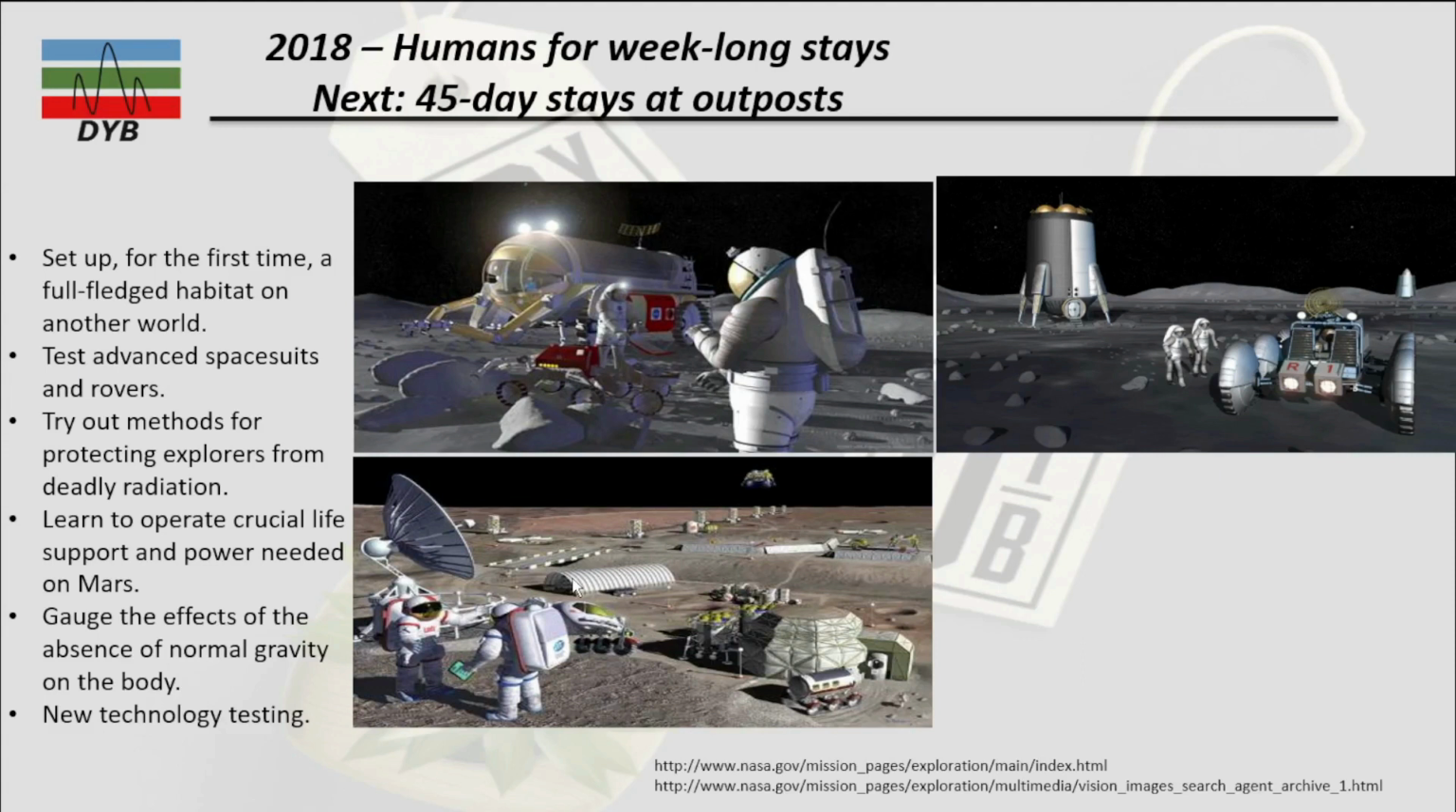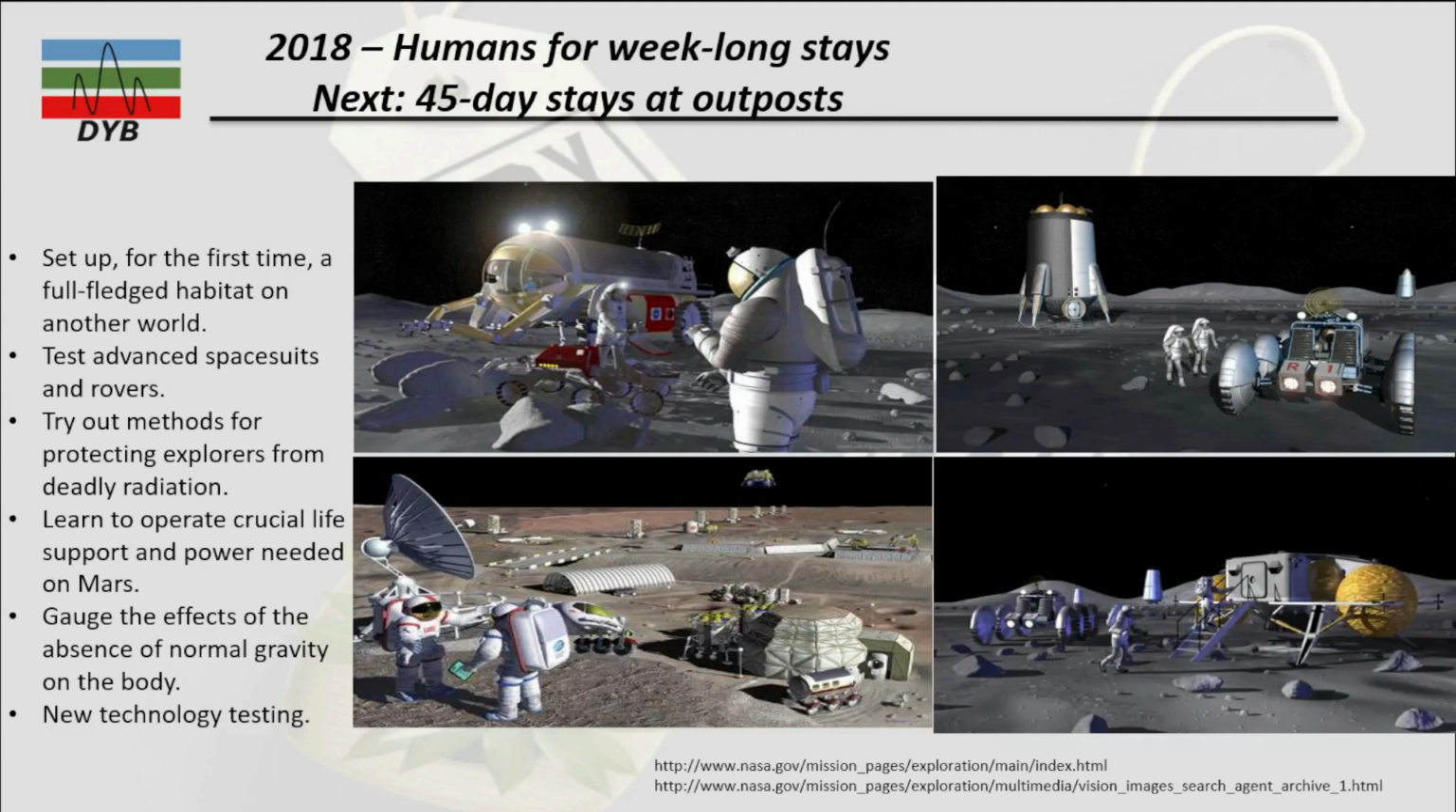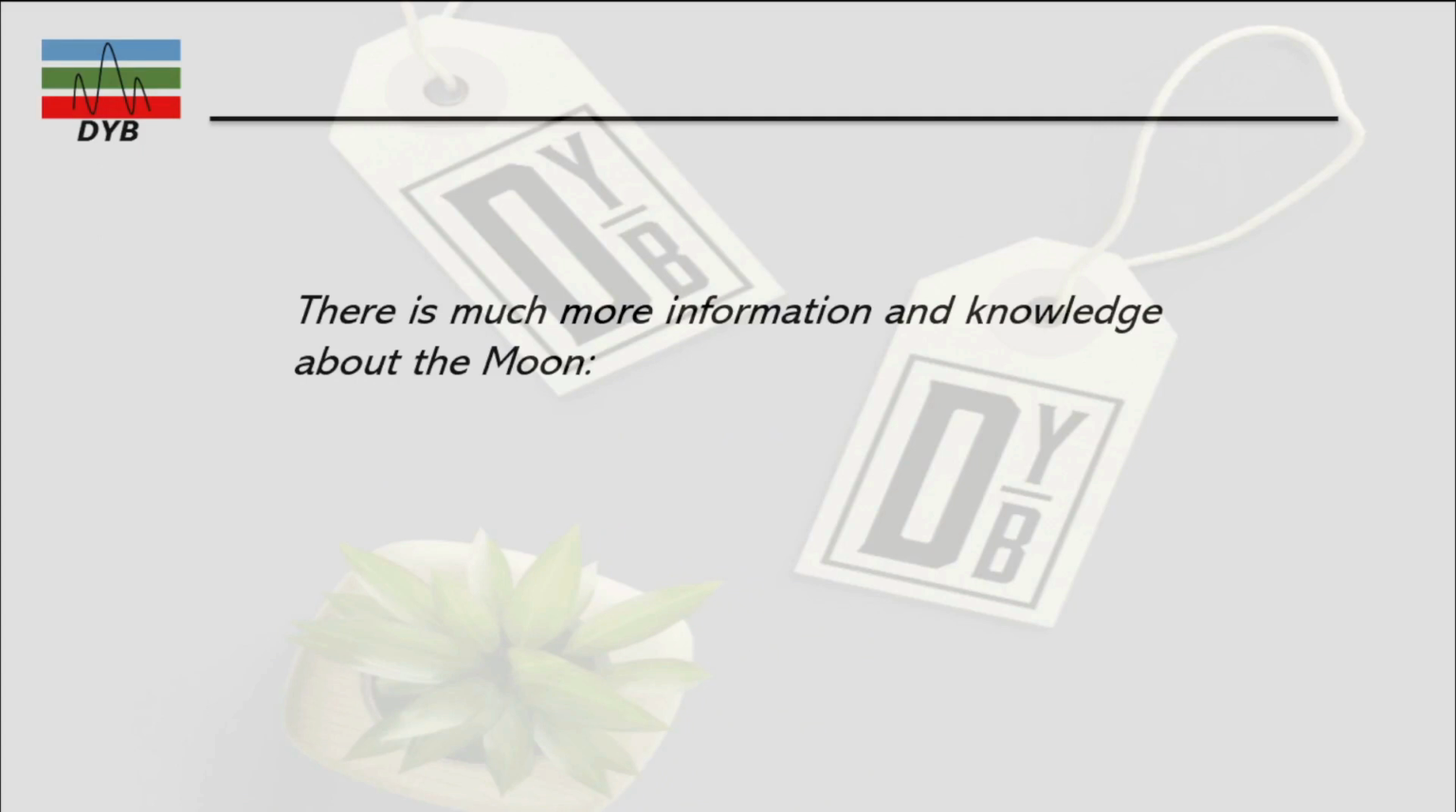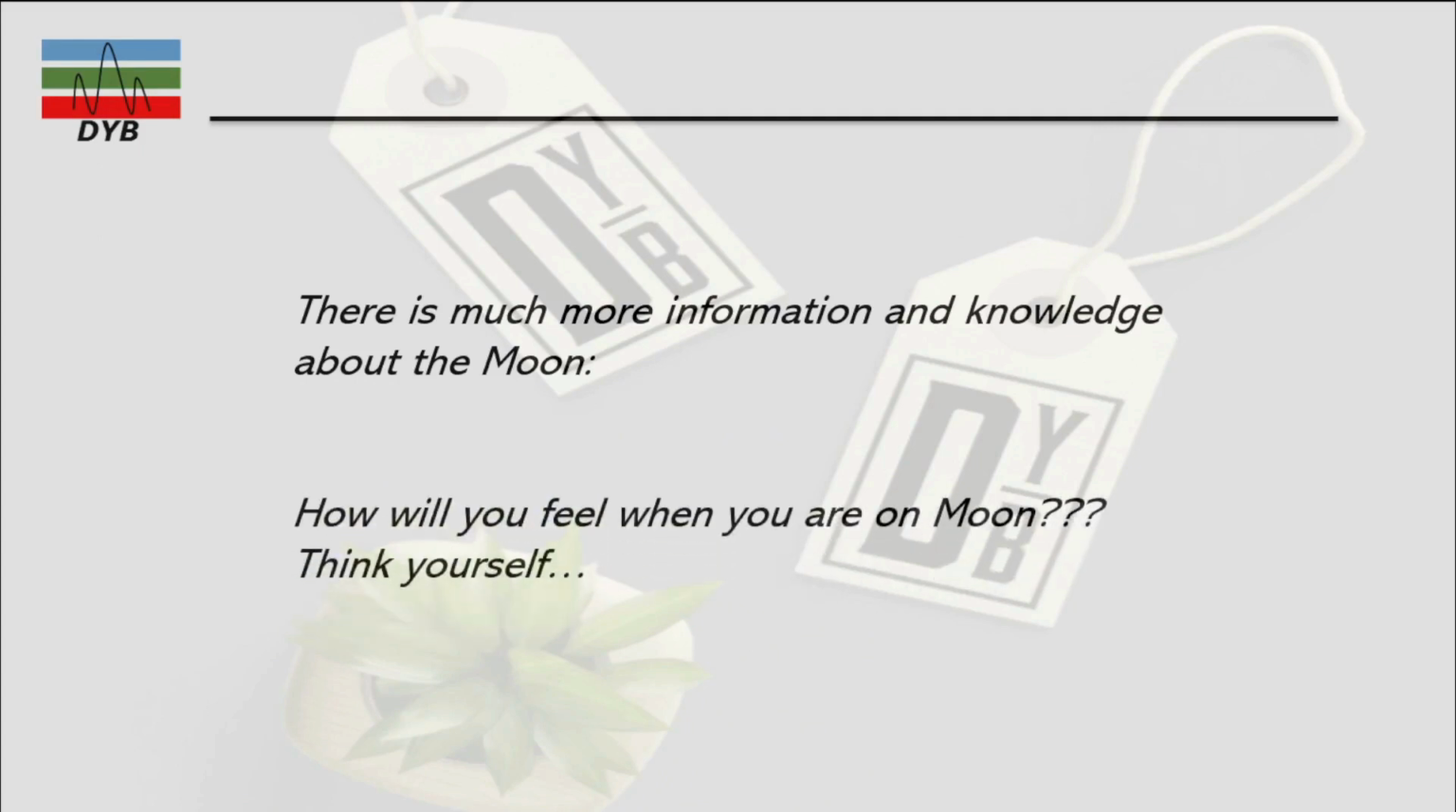Obviously they cannot be protected because there is no atmosphere on the moon, and they also gauged the effect of the absence of normal gravity. Obviously the gravity of the moon is one sixth of the gravity of the earth. So they are also testing some new technology in this gravity, and I hope they will be doing much more on the surface of the moon. There is much more information and knowledge about the moon. So you have to think for yourself: if you are on the moon, what do you think or what will you feel?